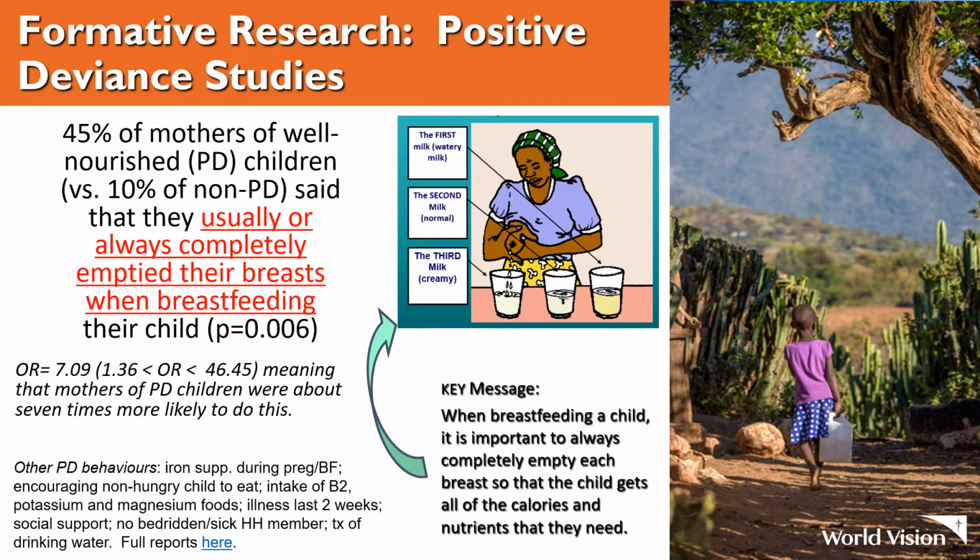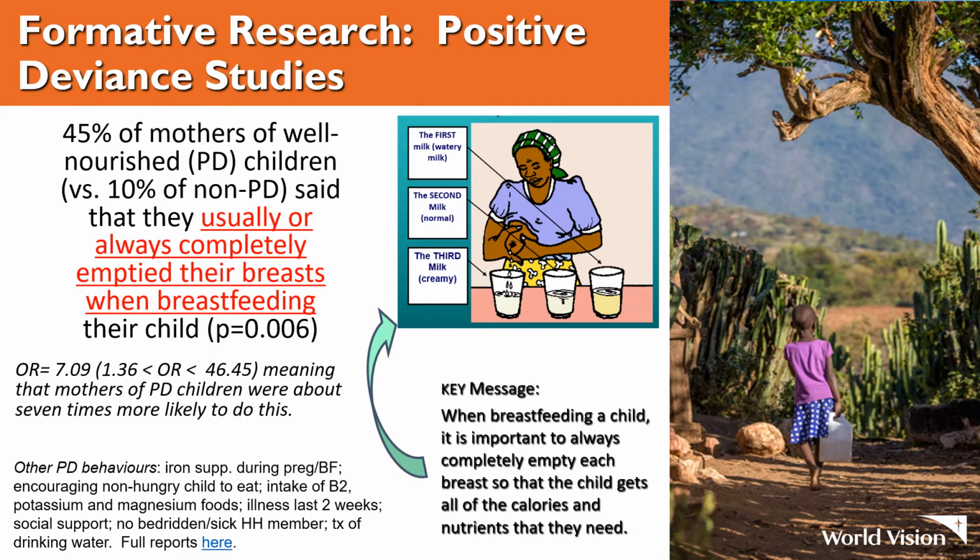So how did formative research inform this project? Well, first we conducted a rapid positive deviance study, which we called a local determinants of malnutrition study. And in this study, we interviewed about 45 caregivers of children 12 to 59 months of age with a good weight for age, excluding those caregivers with higher income, etc., and then compared them to about 45 caregivers of children 12 to 59 months of age who were underweight.